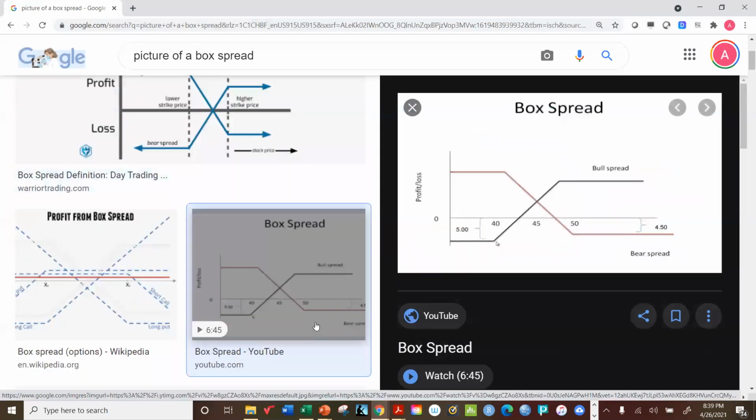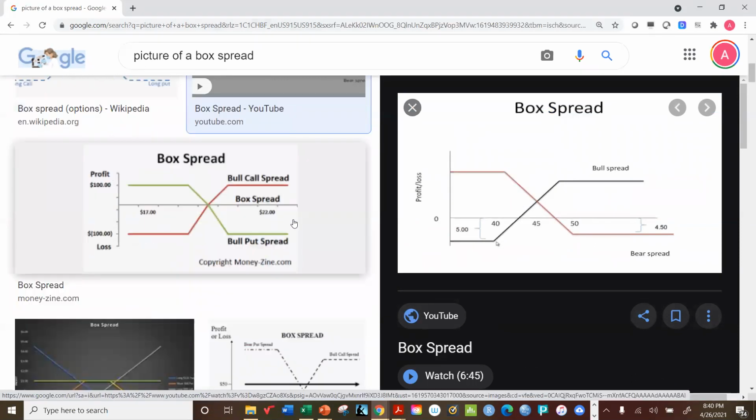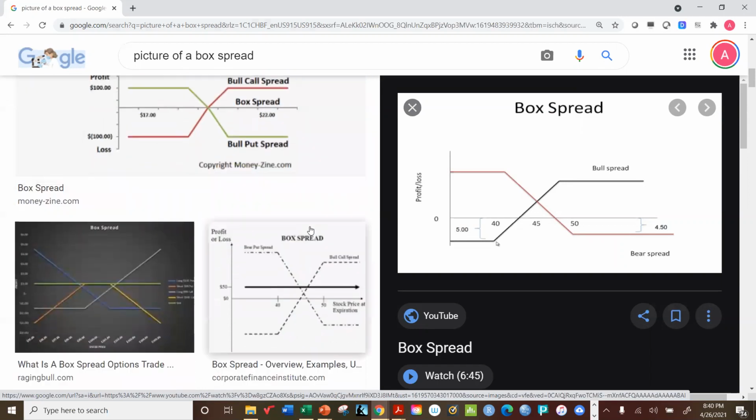Here's another one. That's a little better because they've actually labeled them correctly. So here's the bull spread. Here's the bear spread. Wherever they cross, there will be a line cutting across here, which shows us that we're guaranteed to make this much money. Okay, this much money we're locking in by creating this box spread. So there's like no loss here. We can't lose.